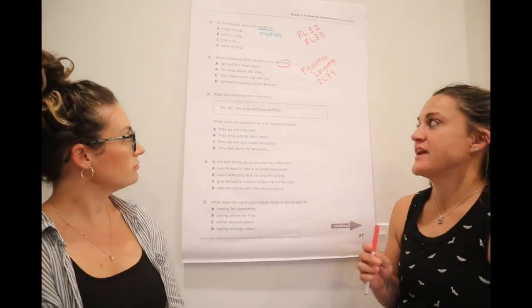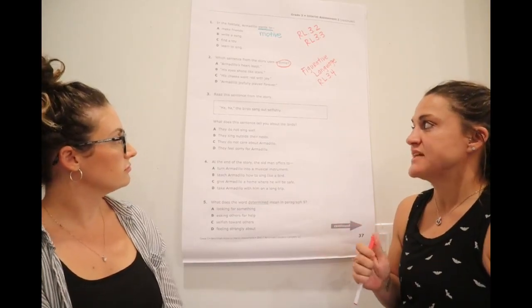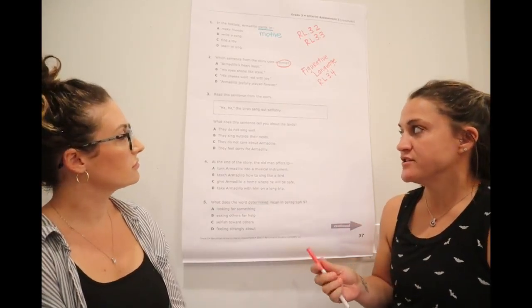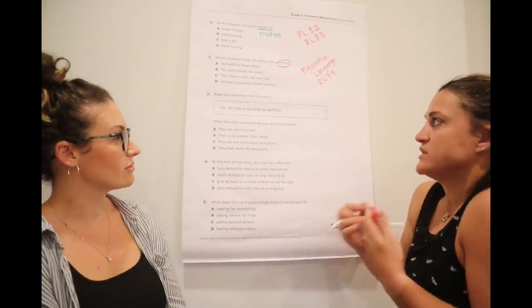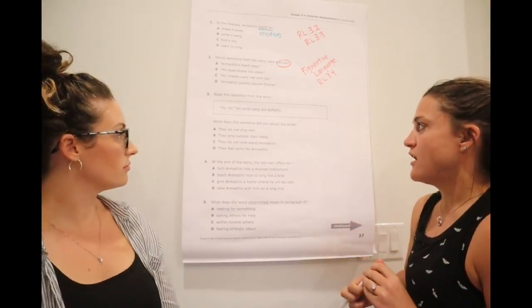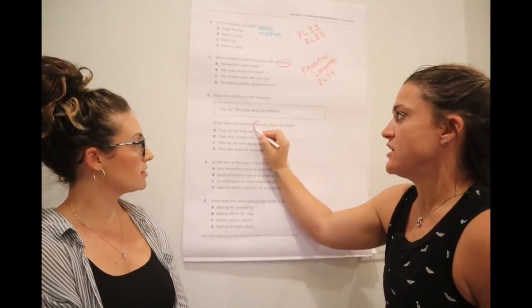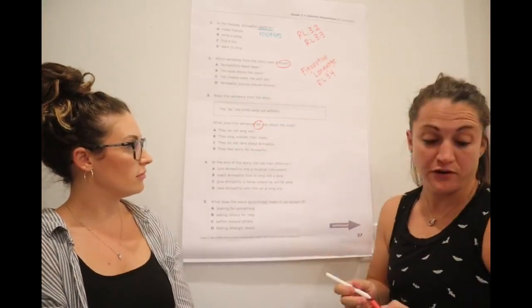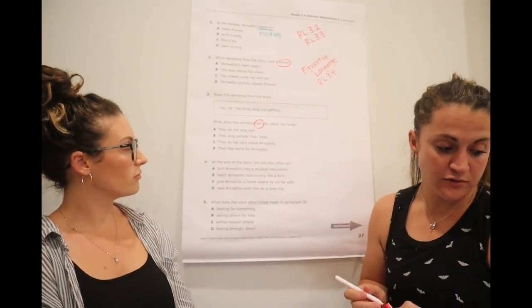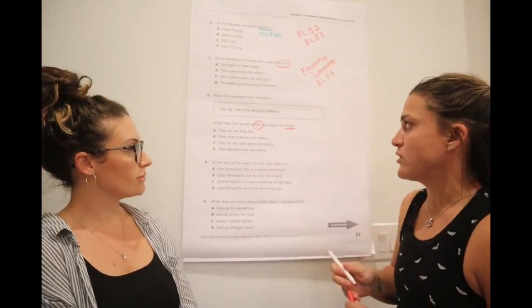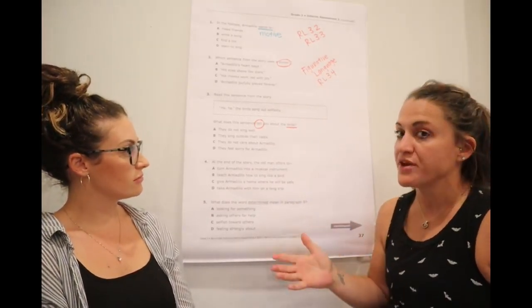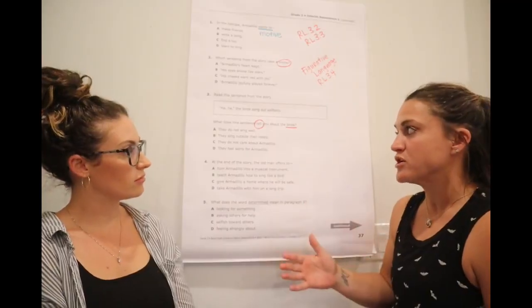So question number 3, read this sentence from the story. Haha, the birds sang out selfishly. What does this sentence tell you about the birds? So we're thinking about their feelings, or how it's making us feel. But they use the word tell instead of feel. So it's focusing on the birds, so we're not thinking about, in this case, the armadillo. We're thinking about how the birds are making us feel.